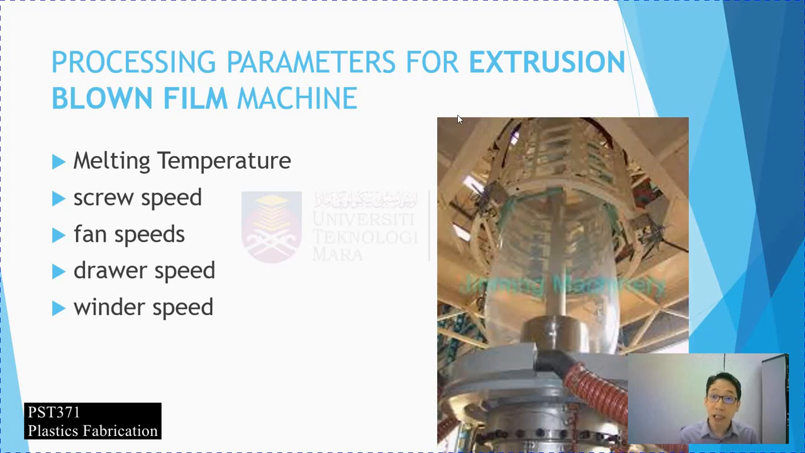Okay, so we will go deeper on this extrusion blown film, and it's not limited to the specific type of film only. Later on, when we go to this chapter, we cover different types of film that are produced in extrusion blown film. The parameters that are usually considered and of great concern in extrusion blown film are the first one, the melting temperature, screw speed, fan speed, drawer speed, and the winder speed. Don't worry about this. Later on, we will cover how each of these parameters affects the final product.